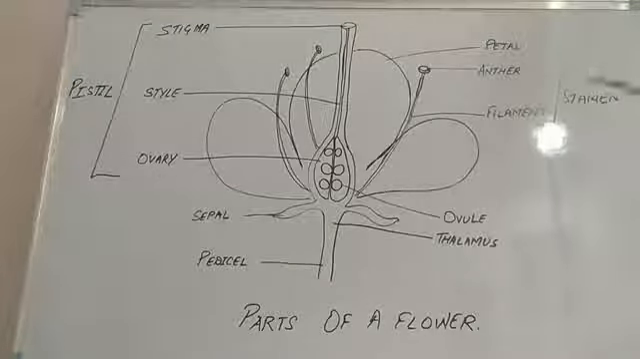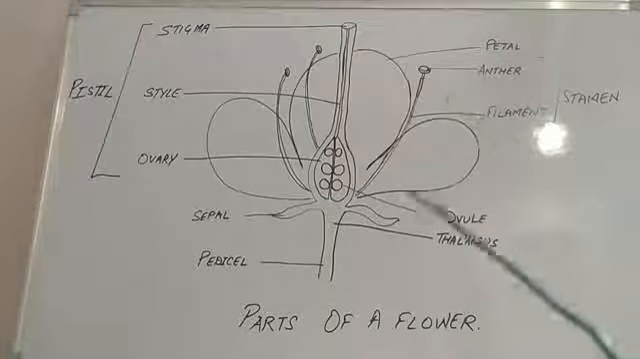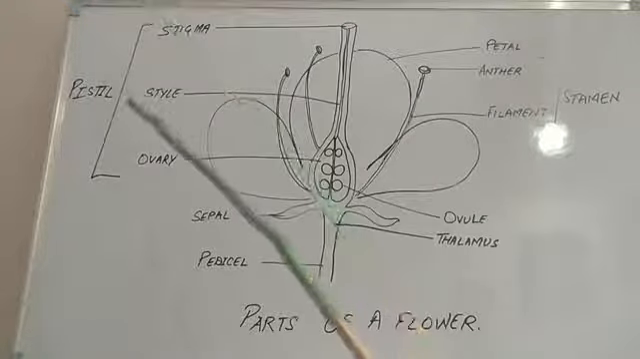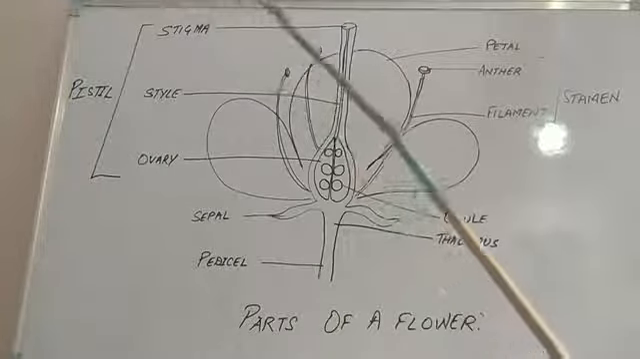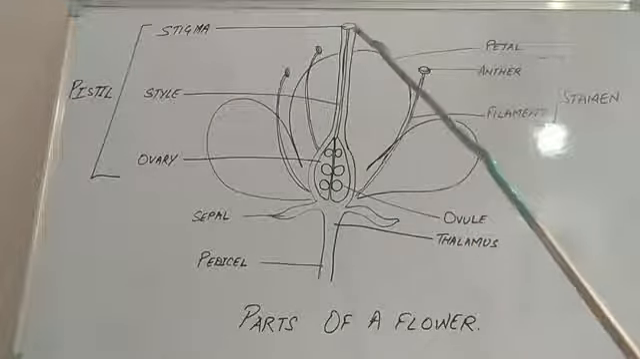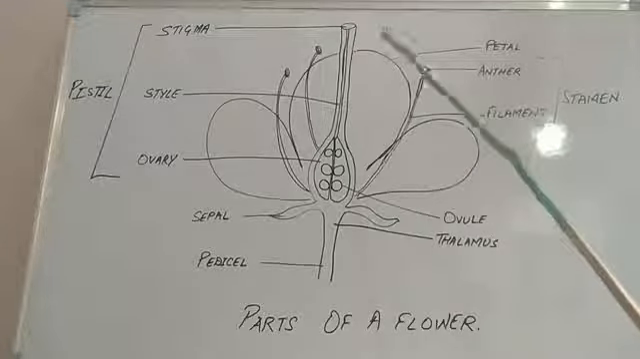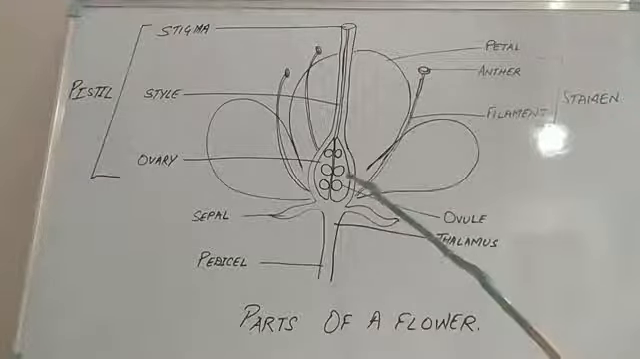Stamen is the male reproductive part of a flower. Anther in a stamen produces pollen grains. Pollen grains contain the male reproductive cell. Pistil is the female reproductive part of a flower. Stigma is at the tip of a pistil that receives pollen grain during pollination. Style transfers the pollen grain to the ovary.